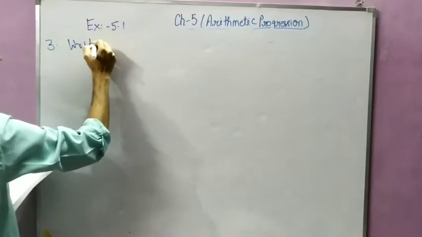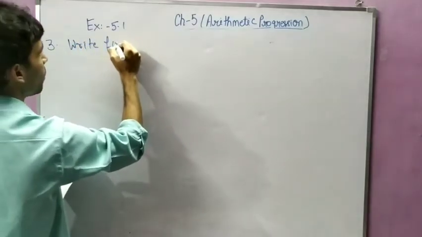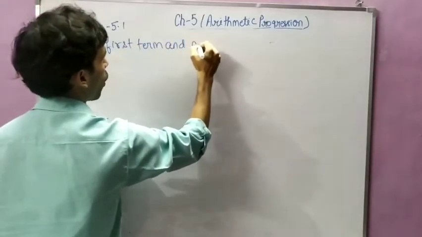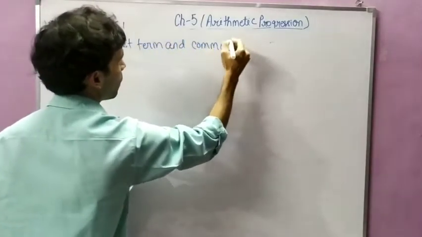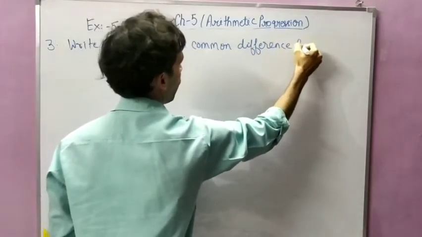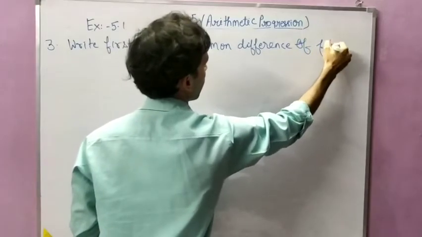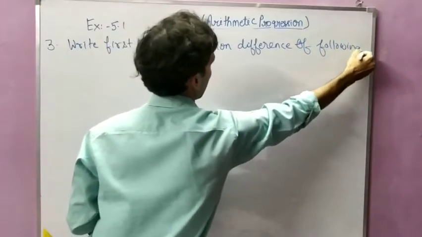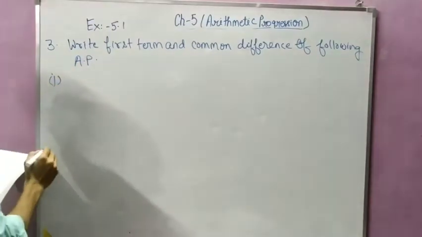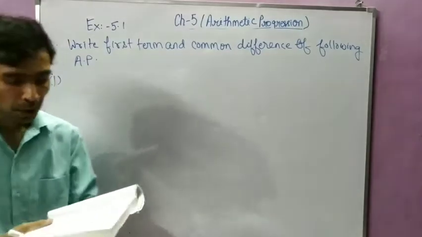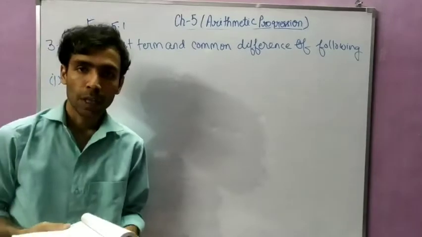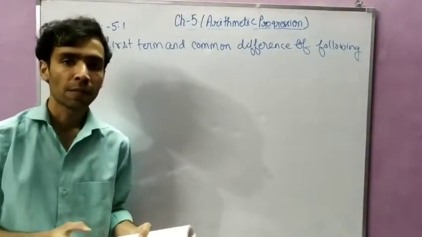Write first term and common difference of following AP. Okay, following AP. First part. In question number 3, there are 4 parts, and all parts are an AP. Okay, and you have to find for each part first term and common difference.